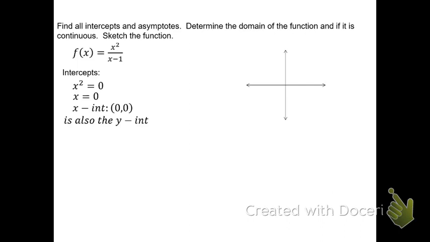Now, 0, 0 is also the y-intercept. I don't need to resolve it. Anytime I see 0, 0, I know it's both an x and a y-intercept.